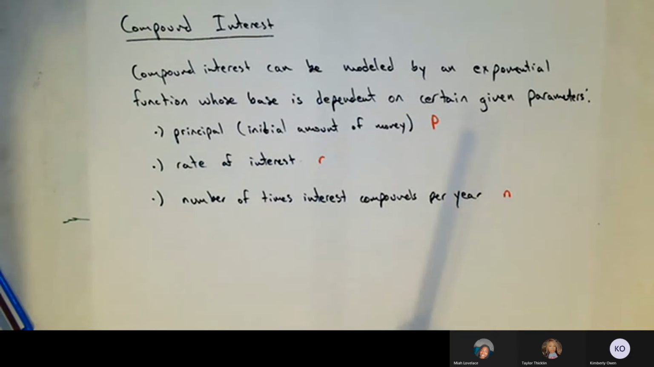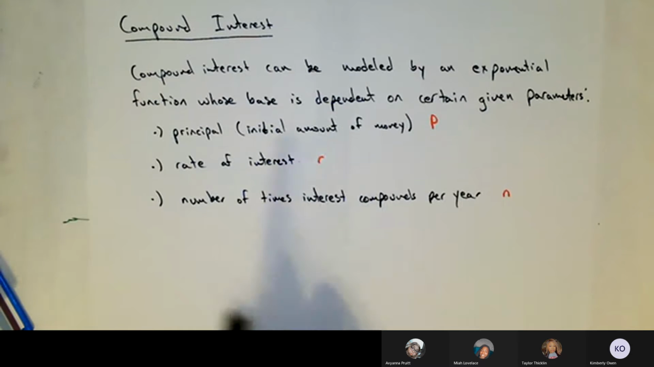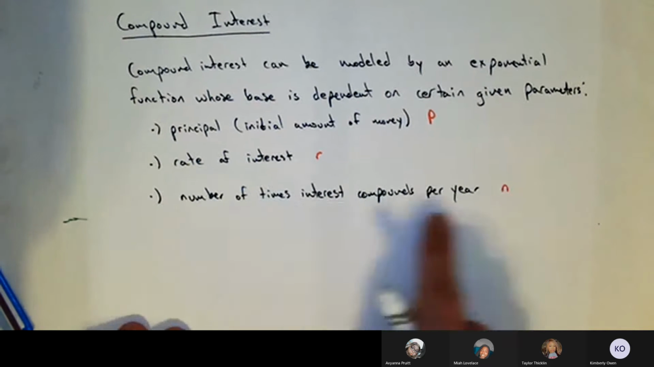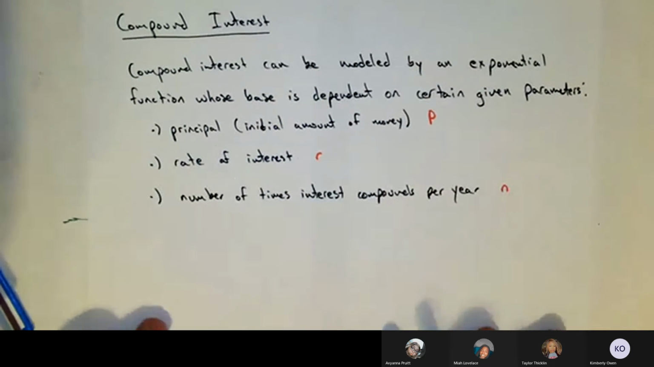If you've only got 50 bucks in there, it's not going to incur a lot of interest. If you've got 5,000 bucks in there, then it's going to incur more interest because the interest is based off of that principal. Also, it's going to depend on how many times your bank compounds your interest, which means, do they calculate your interest only once per year, or do they do it 12 times per year? Do they do it monthly? We'll investigate that. There's a lot to say about that. So the base of this exponential function is going to depend on all of these things.